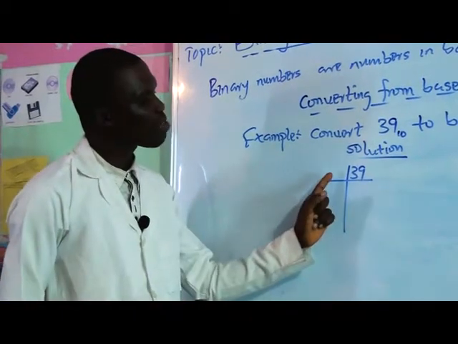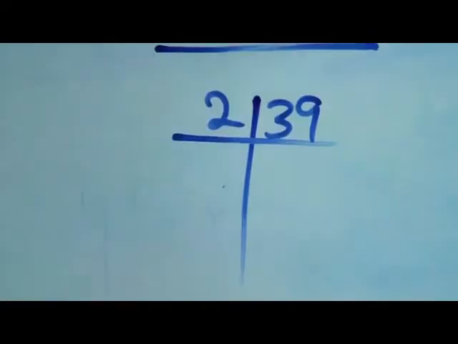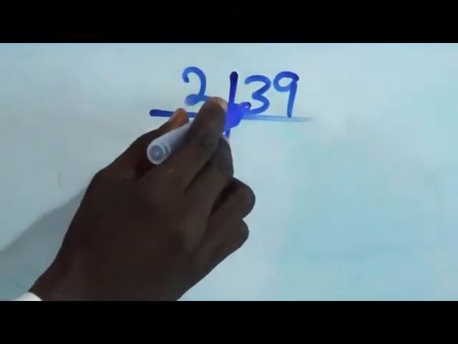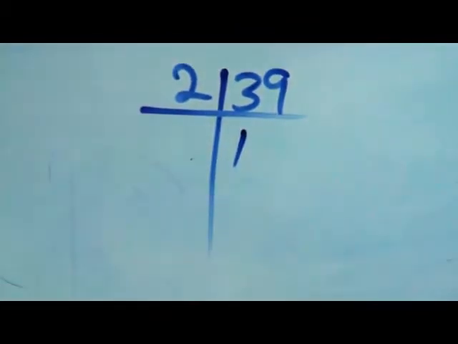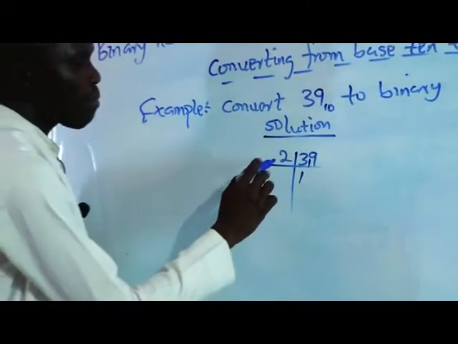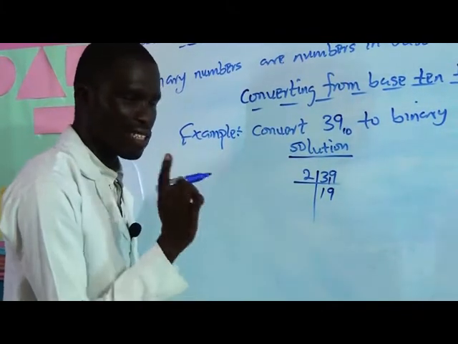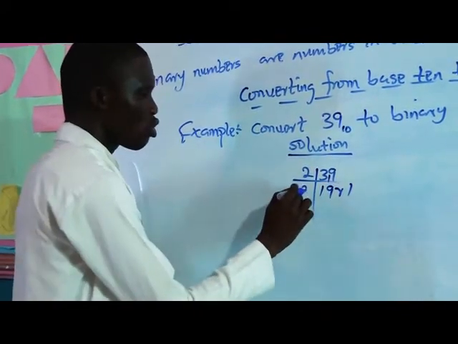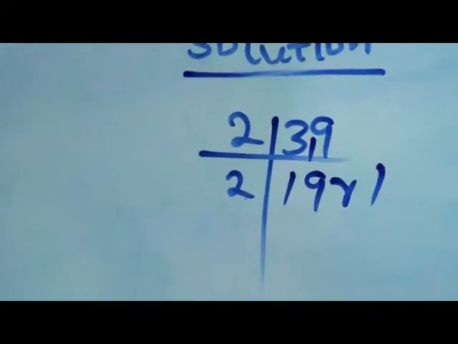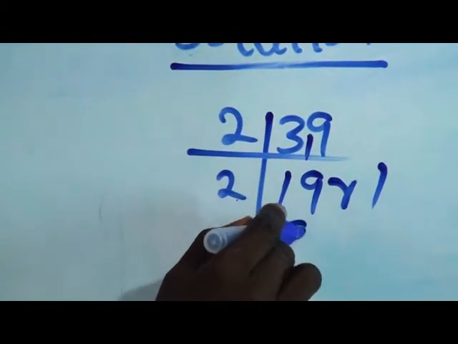So, the number you are going to use here all through will be what? 2. Okay. So, we use 2 to divide 39. How many 2 can we get in 3? It's 1. Remainder 1. The 1 that remains, put it at the front of 9. It will give you 19. How many 2 can we get in 19? It's 9. Because 2 times 9 is 18. Remainder 1. Right? So, this will give us 9.